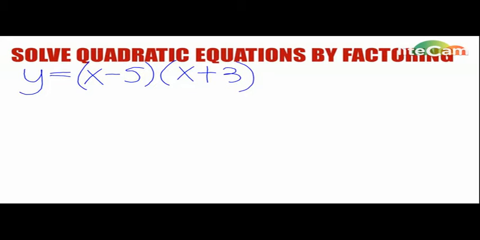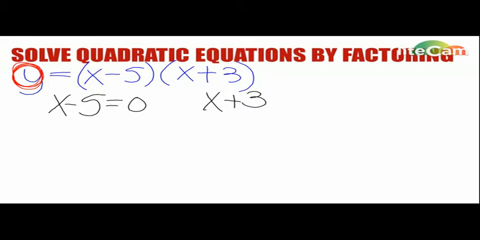Okay, let's just practice a little bit. So, if I change the y to 0, you're always going to want to solve for 0. Then, my two solutions for this problem would be x equals 5 and x equals negative 3.